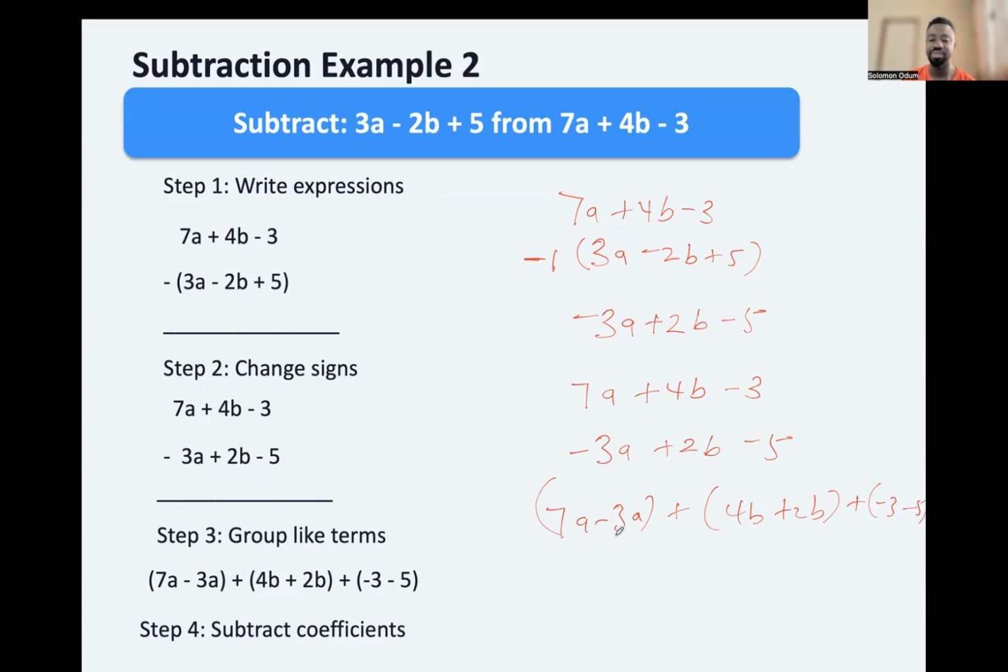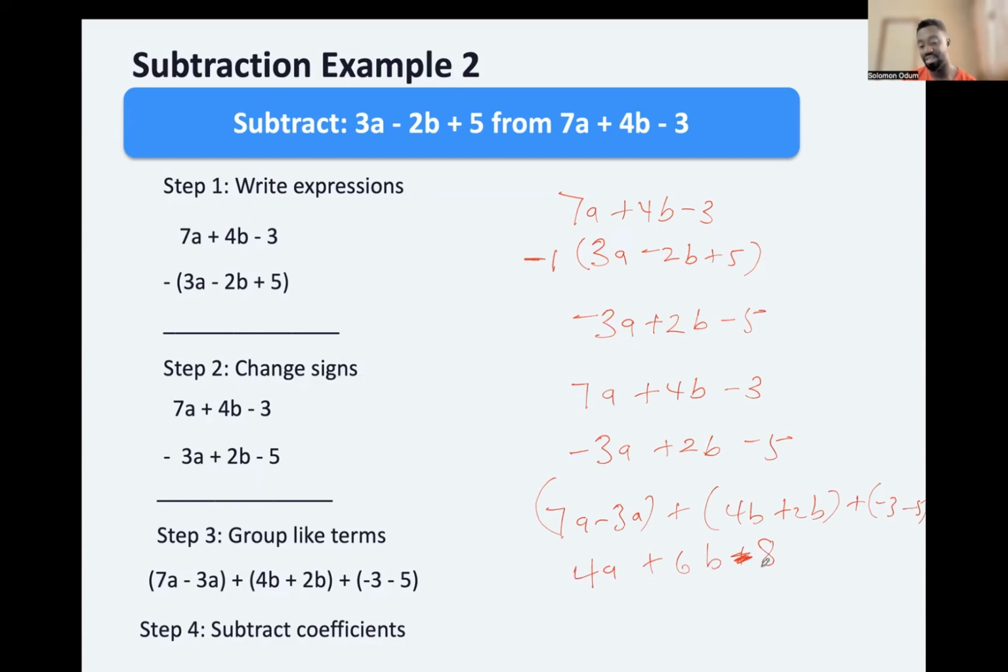It was 7a minus 3b, 4a plus 6b, and I had y minus 3 minus 5, minus 8. So we get y plus 6b minus 8.